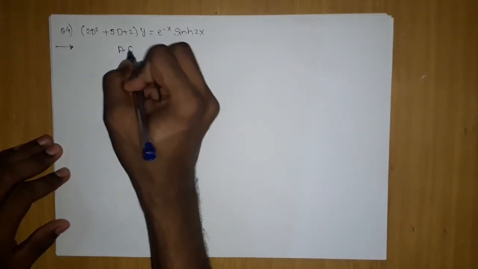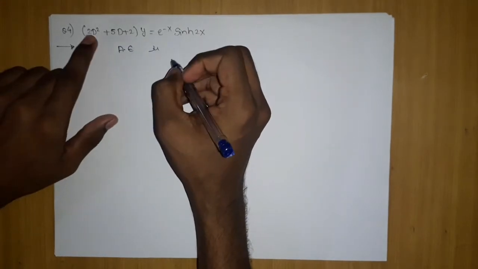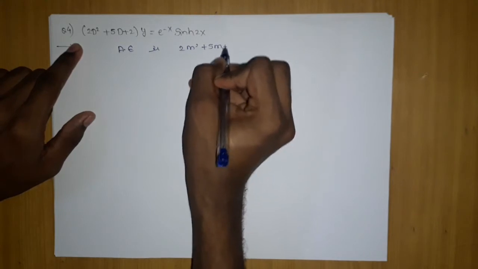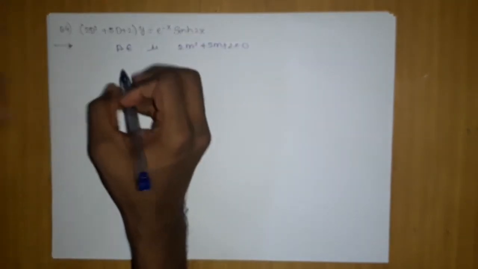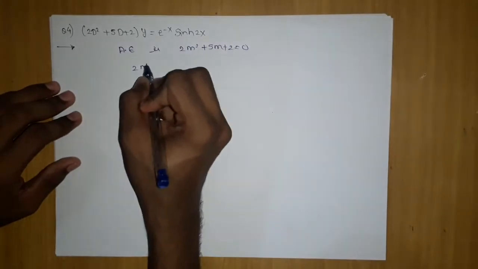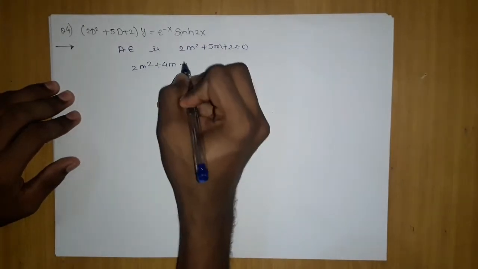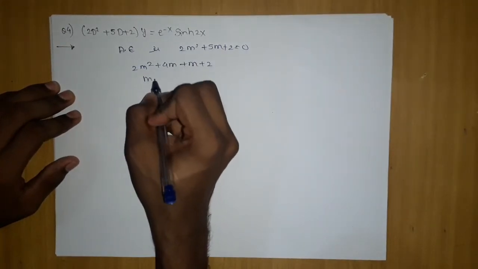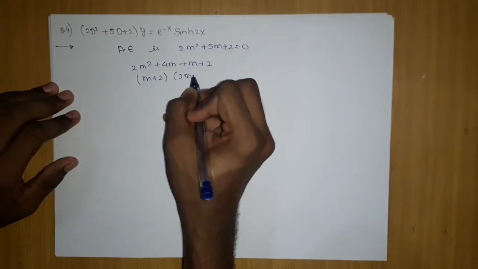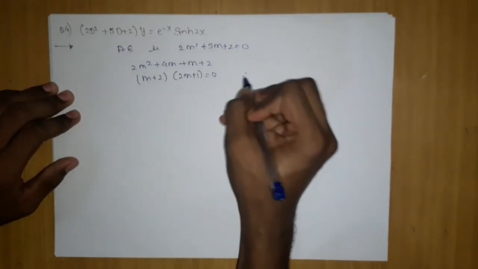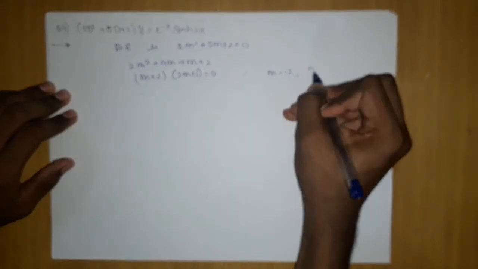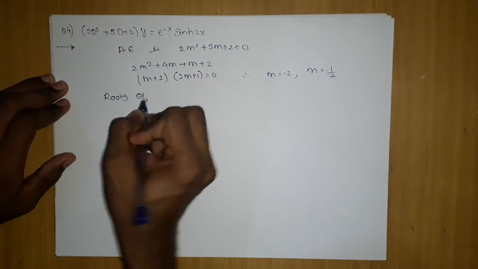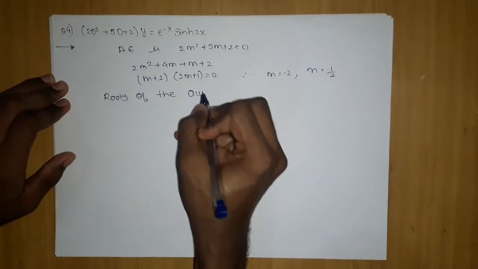The auxiliary equation is what? In f of D, replace all D by m, so it will be 2m square plus 5m plus 2 equal to 0. The moment you make it equal to 0, you can write 2m square plus 4m plus m plus 2. Just split it up. The moment you do it, you will get (m plus 2) into (2m plus 1) equal to 0, which will give you, therefore, m equals minus 2, m equals minus 1 by 2.